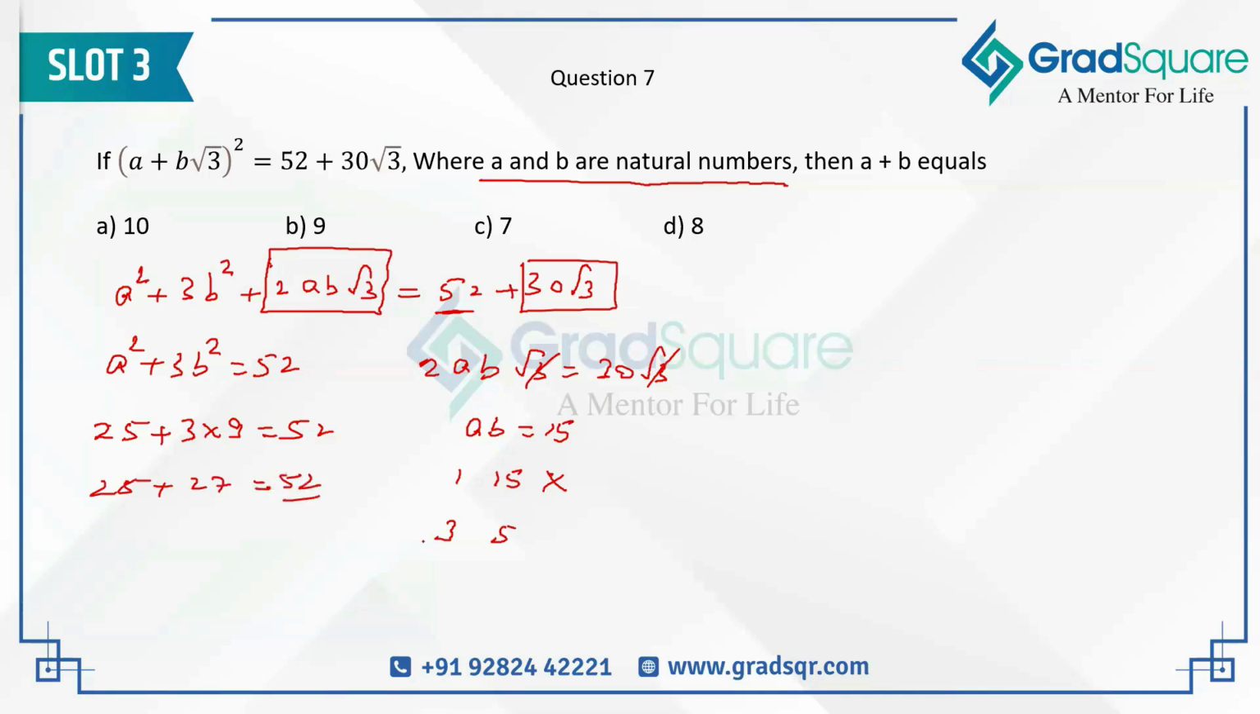So we now very clearly have our value of a as 5 and our value of b as 3. They are asking you what is the value of a + b. a + b turns out to be equal to 8, right? So that will be the answer for question number 7.